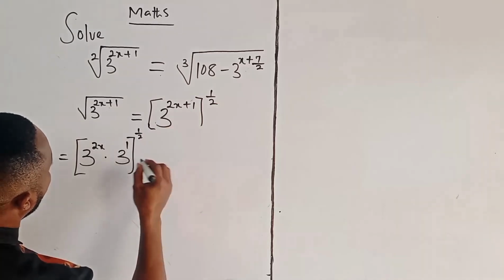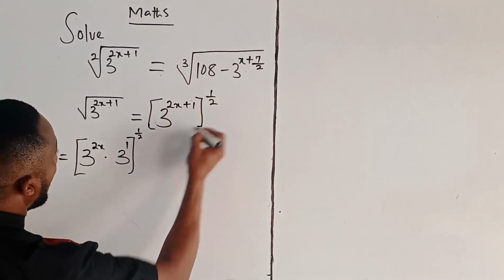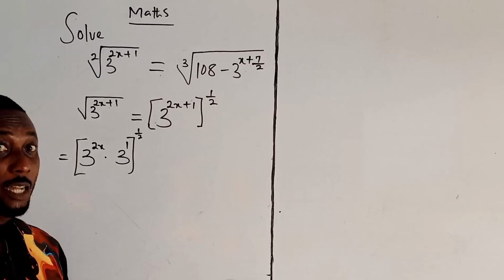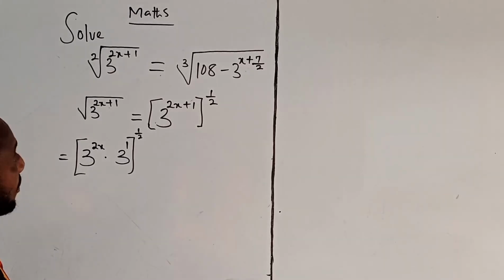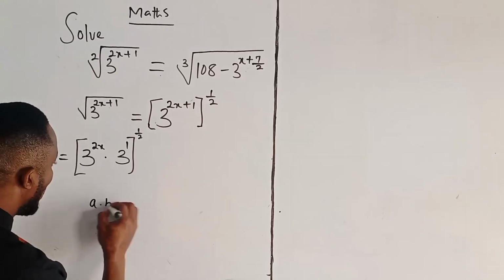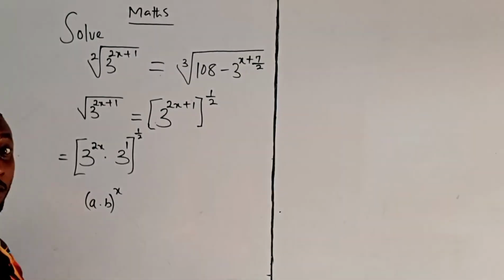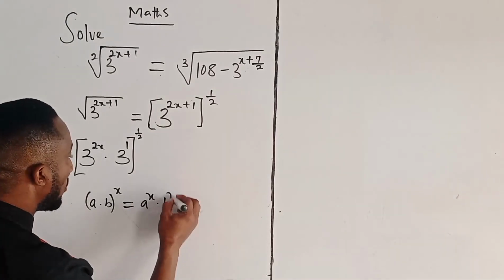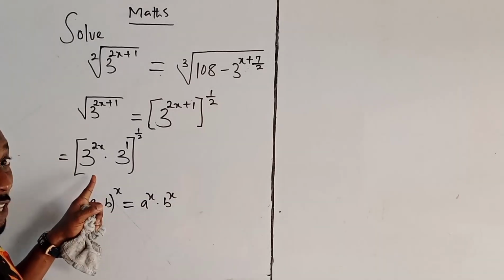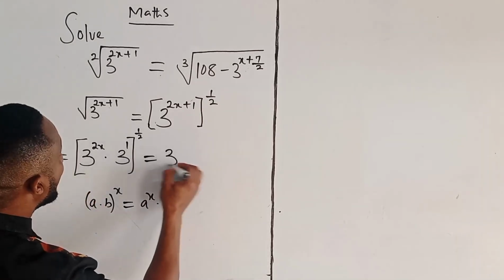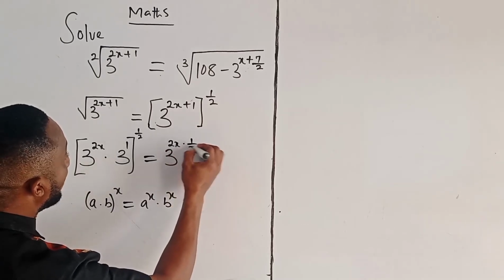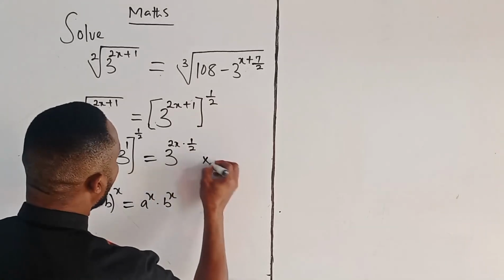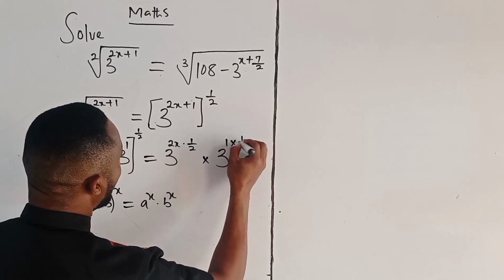Okay, I need to try and minimize space. Then, having done this, the product power rule is another corollary to the product rule. So if I have a multiply b all to the x, I can distribute the power x between a and b. That becomes a to the x multiply b to the x. So if I use that here, I'm going to be having 3 to the power of 2x multiply half, because a power raised to another power will multiply the powers, then multiply 3 to the power of 1 times half.